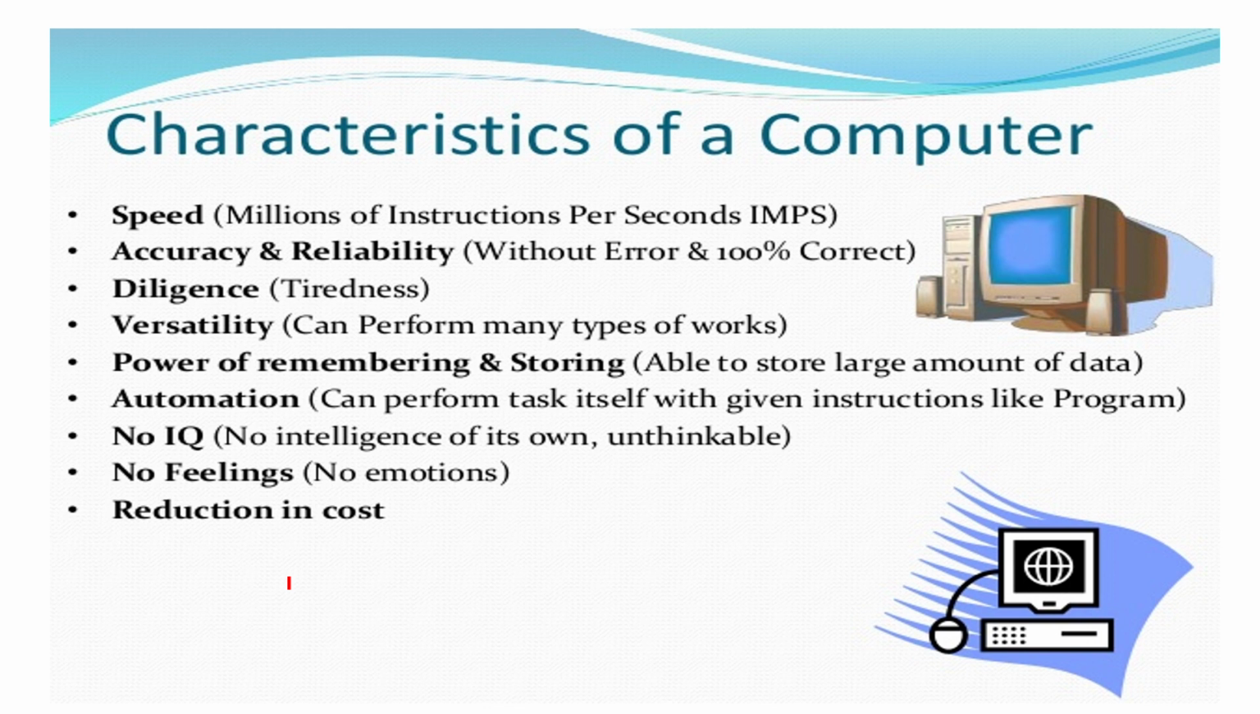Next is diligence. It means no tiredness. It never gets tired. It does its work very speedily. Fourth is versatile. It means that it can perform many types of work. Like if we are writing, we cannot talk, or if we are listening to someone, we cannot read.